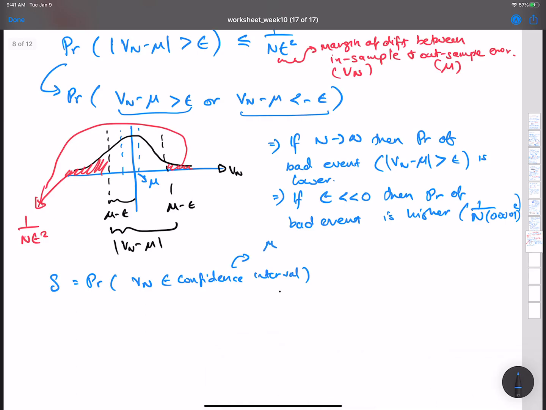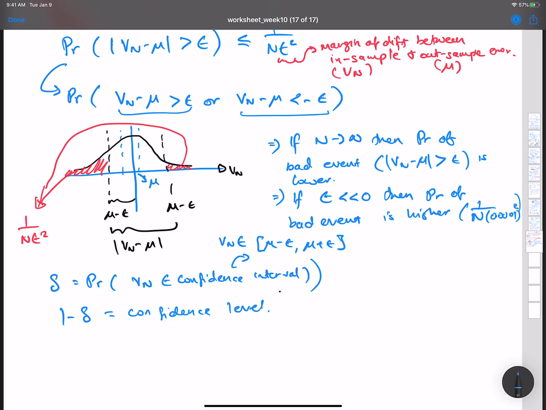So it's going to be mu minus epsilon and mu plus epsilon, this interval. This is where the error is. This is the confidence interval. So that's delta. And the confidence level is defined to be 1 minus delta. This is the confidence level. It's different from the interval.